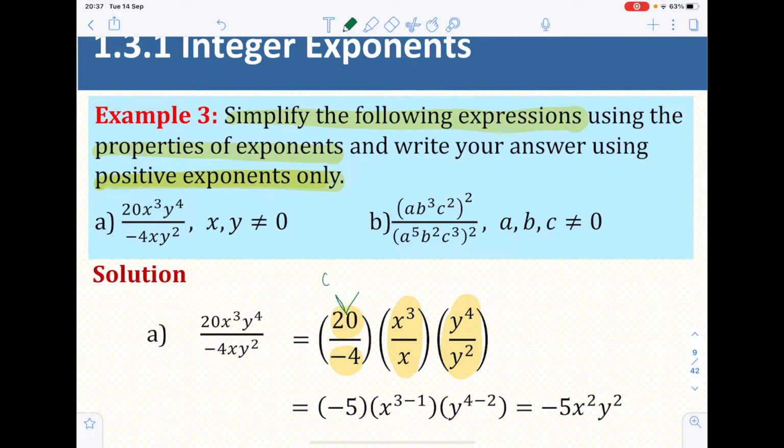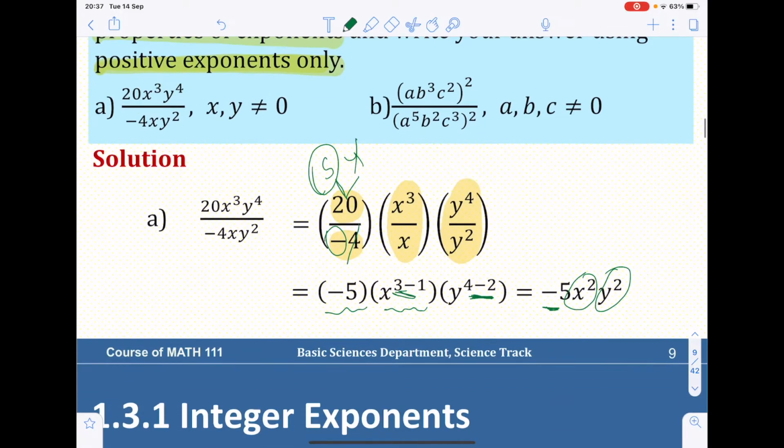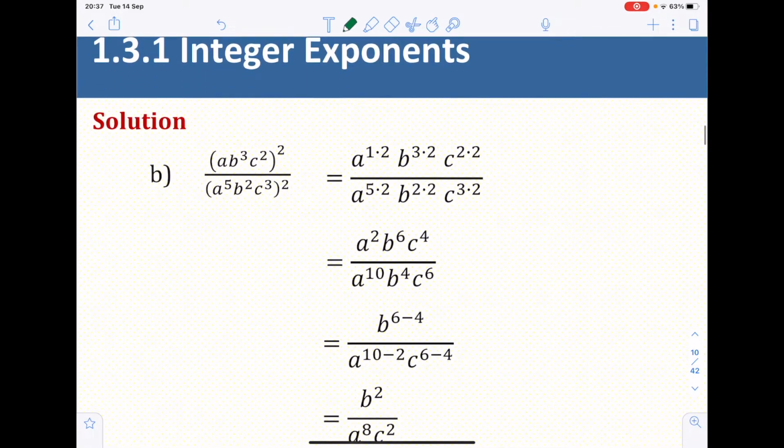Since 20 is 5 times 4, I would cancel this 4 with this 4. I will be left with 5 and negative, so negative 5. And here x to the power 3 over x is x to the power 2, or I can just subtract the powers, 3 minus 1. And here also y to the power 4 minus 2. I subtract the powers since I have division. So the answer is negative 5, x to the power 2, y to the power 2.